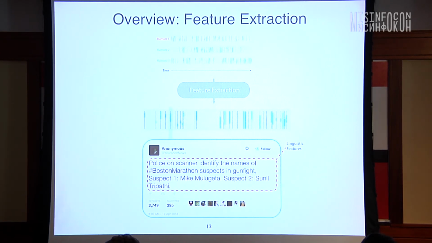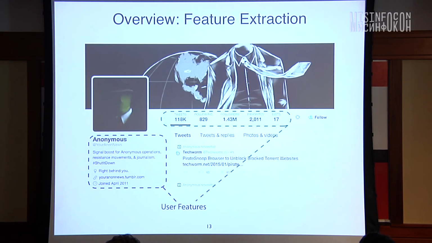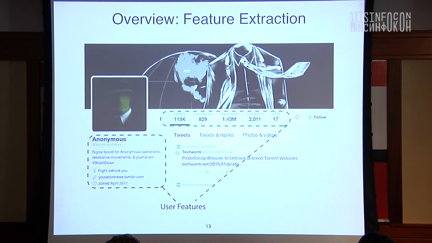One is linguistic features, which is what is actually being said in the tweet. The other one is user features. So if you go to a Twitter account, there's a lot of information you can grab from how many tweets they have, how many retweets they have, who follows them, who do they follow, when did they join Twitter.